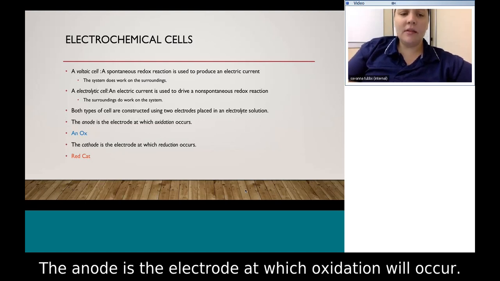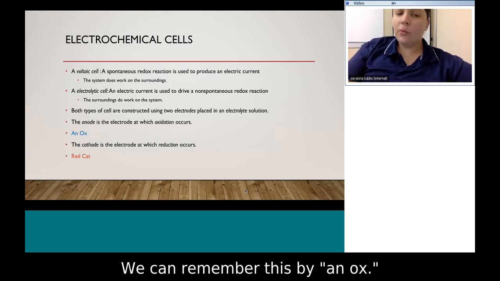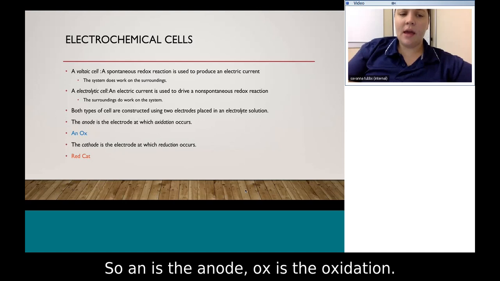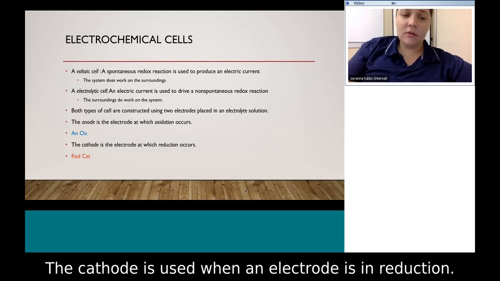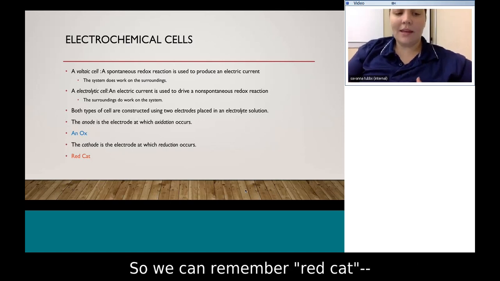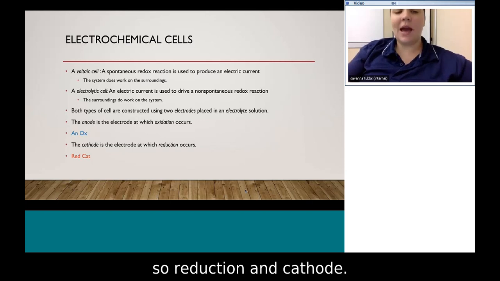The anode is the electrode at which oxidation will occur. We can remember this by NOx. So N is the anode, ox is the oxidation. The cathode is used when an electrode is in reduction. So we can remember red cat. So reduction and cathode.